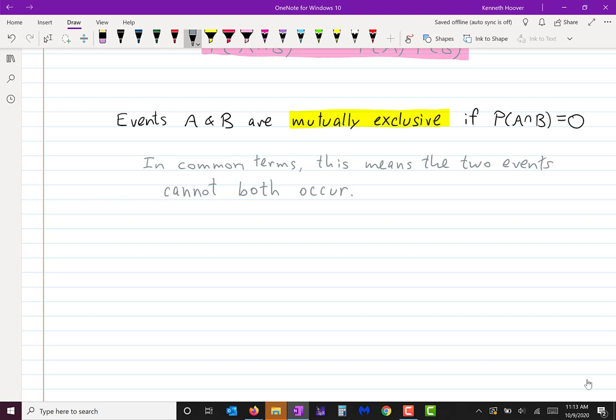Now, I want you to remember a couple of things from the previous lecture. Let me point out a couple other things. I want you to remember that intersection goes with the word and. So when we say the probability of A intersect B, that means the probability that A and B have both occurred. And union goes with the word or. So when we say the probability of A union B, that means the probability that A or B occurred. Okay, I want you to remember that.